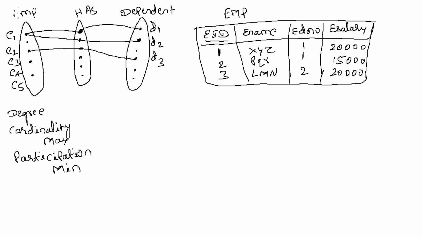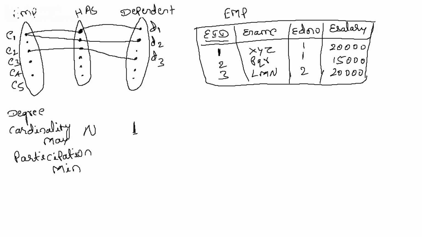For example, you can see here the maximum each entity set is participating in this relationship type is more than 2 here. E1 has 2 dependents, that is D1 and D2. E2 has D3, only 1. That is the maximum participation from the entity set employee, which is N. All the dependents participate in this relationship type a maximum of only 1 time.